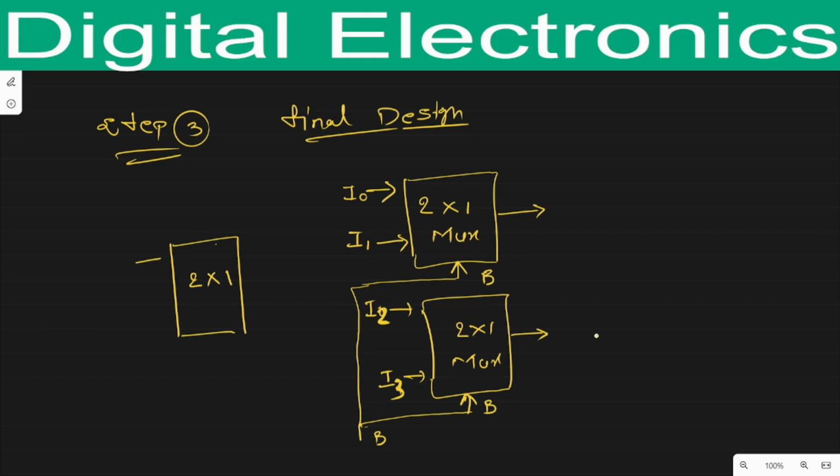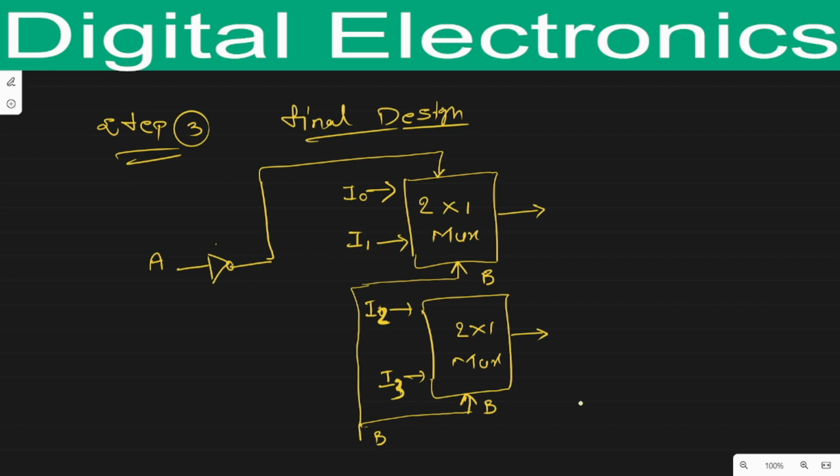Okay, so here the inputs are 0 0. Here, instead of this 2 cross 1 mux, we can use a simple NOT gate. Here I am taking an input A, and by using a NOT gate, I am connecting it to the enable port of the first multiplexer. This one is nothing but an enable port. You can assume it as a supply.